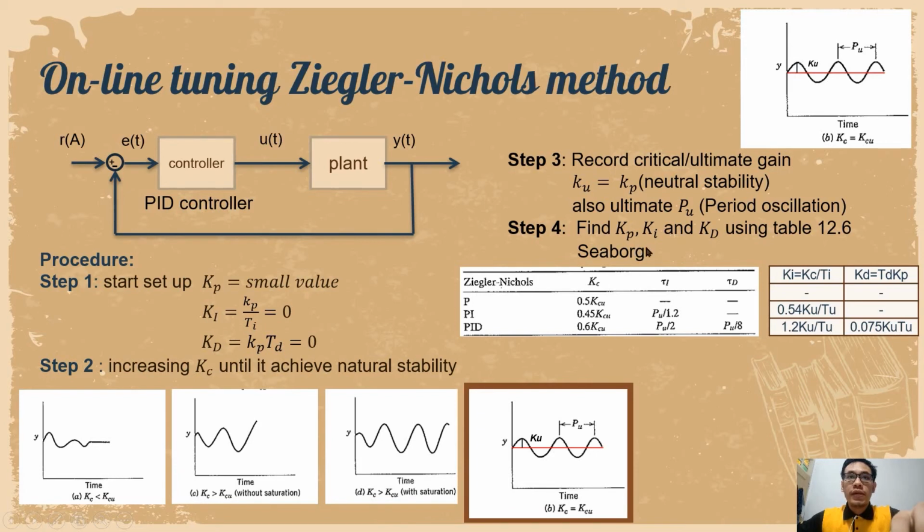The final step is to find Kp, Ki, and Kd using Table 12.6 in the Seborg book. For PID, here we get the value of Kp. Ki we can get by using the equation discussed before. Ki equals Kc over Ti, where Ku and Pu we can get from here. And the same goes for Kd.